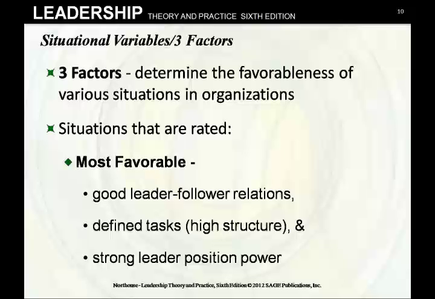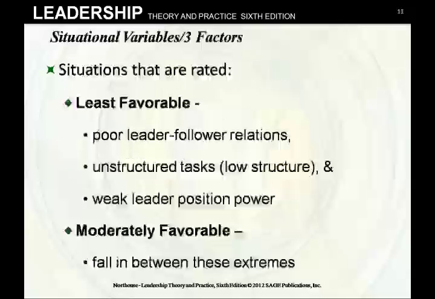So what this says is that these three factors determine the favorableness of various situations. Situations that are rated most favorable have good leader-follower relations, a defined task, which is high structure, and strong leadership position power. The least favorable is obviously poor leader relations, unstructured tasks, low structure, and weak position power. And then moderately favorable falls in between these extremes.